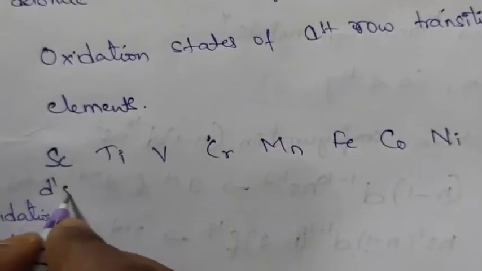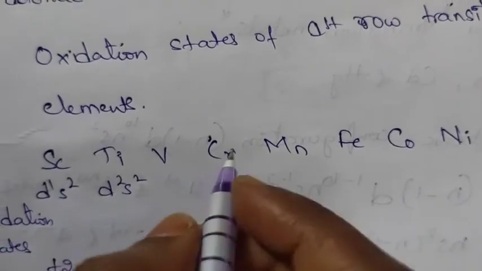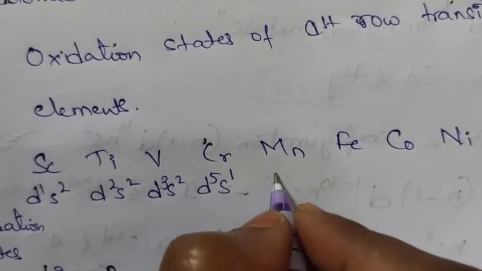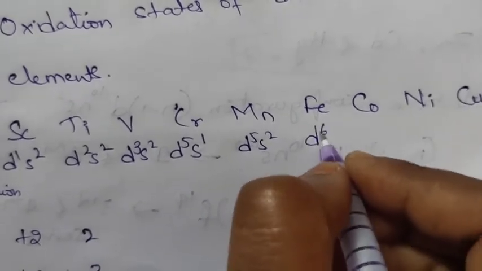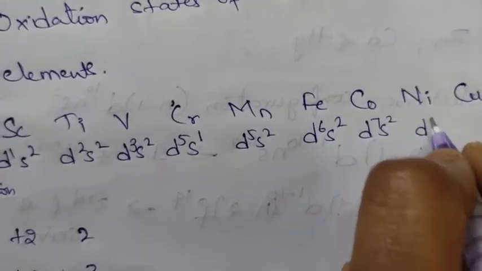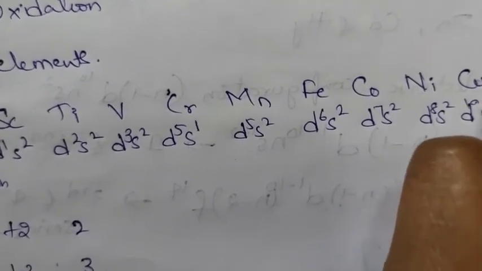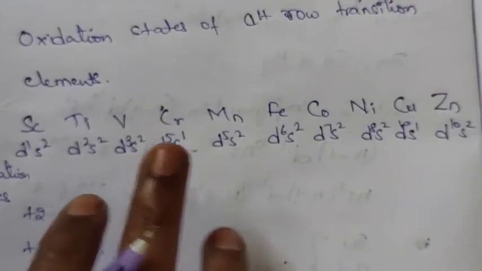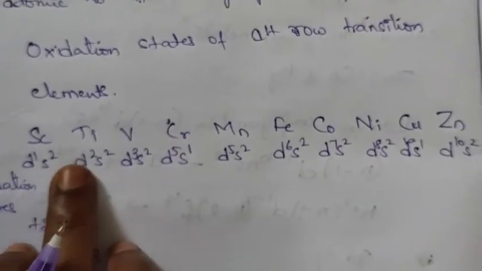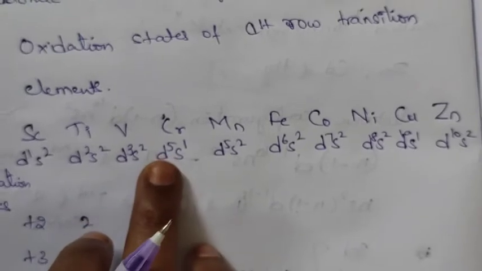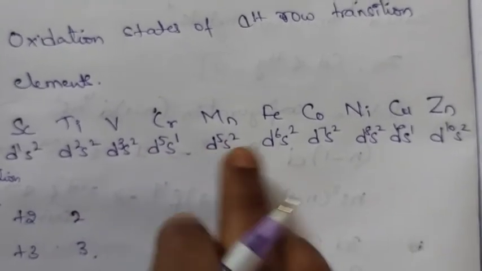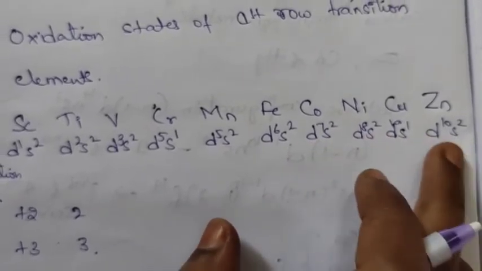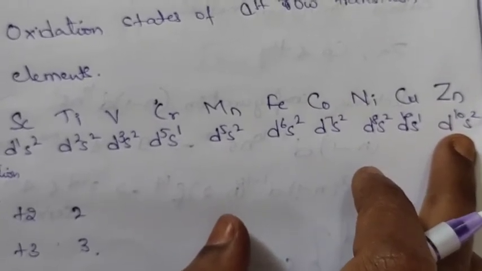Scandium has d1 s2, then d2 s2, d3 s2, d5 s1, d5 s2, d6 s2, d7 s2, d8 s2, d10 s1, d10 s2. These are the outermost electronic configurations. 3d1 4s2, 3d2 4s2, 3d3 4s2, 3d5 4s1, 3d5 4s2, 3d6 4s2, 3d7 4s2, 3d8 4s2, 3d10 4s1, 3d10 4s2. These are the outer electronic configurations.